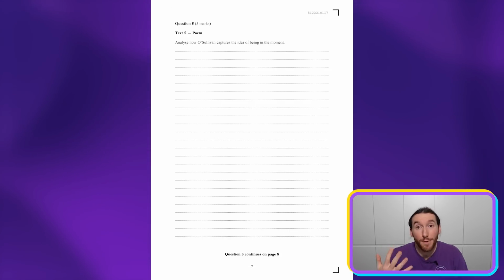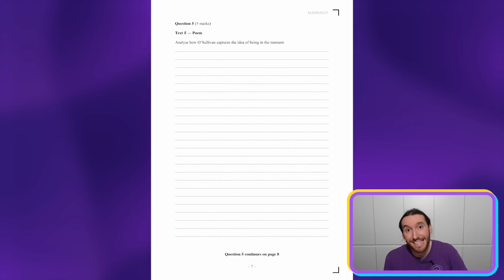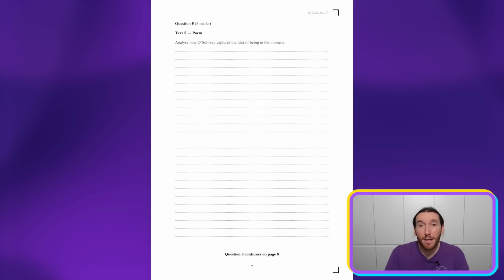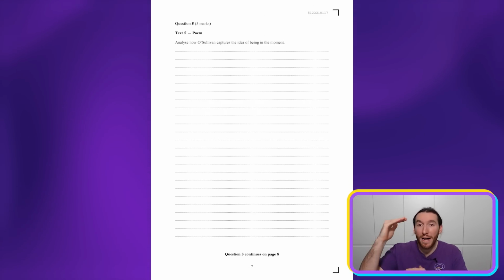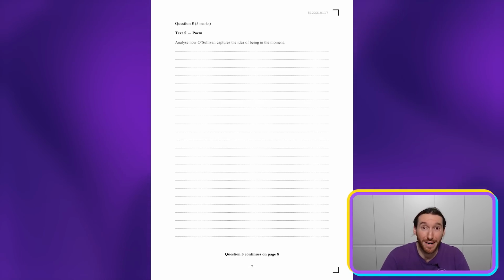Question 5 here, 5 marker. There are 2 ways you could do a 5 marker. You could split your answer up into 2 paragraphs or a mini essay if you like, something that I would recommend doing for a 6 or 7 marker. But a lot of students like to just do one bigger body paragraph, and I'm going to attempt it that way to show you the simplest possible method to get full marks.